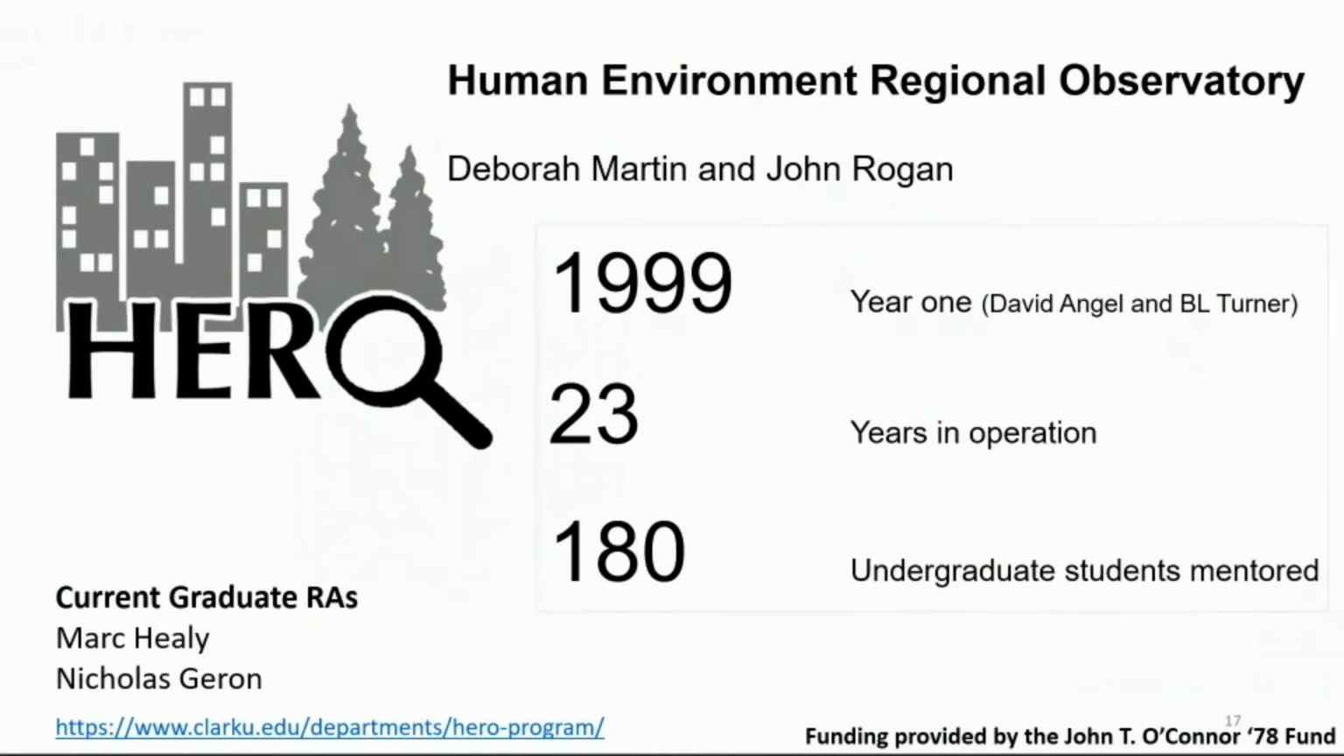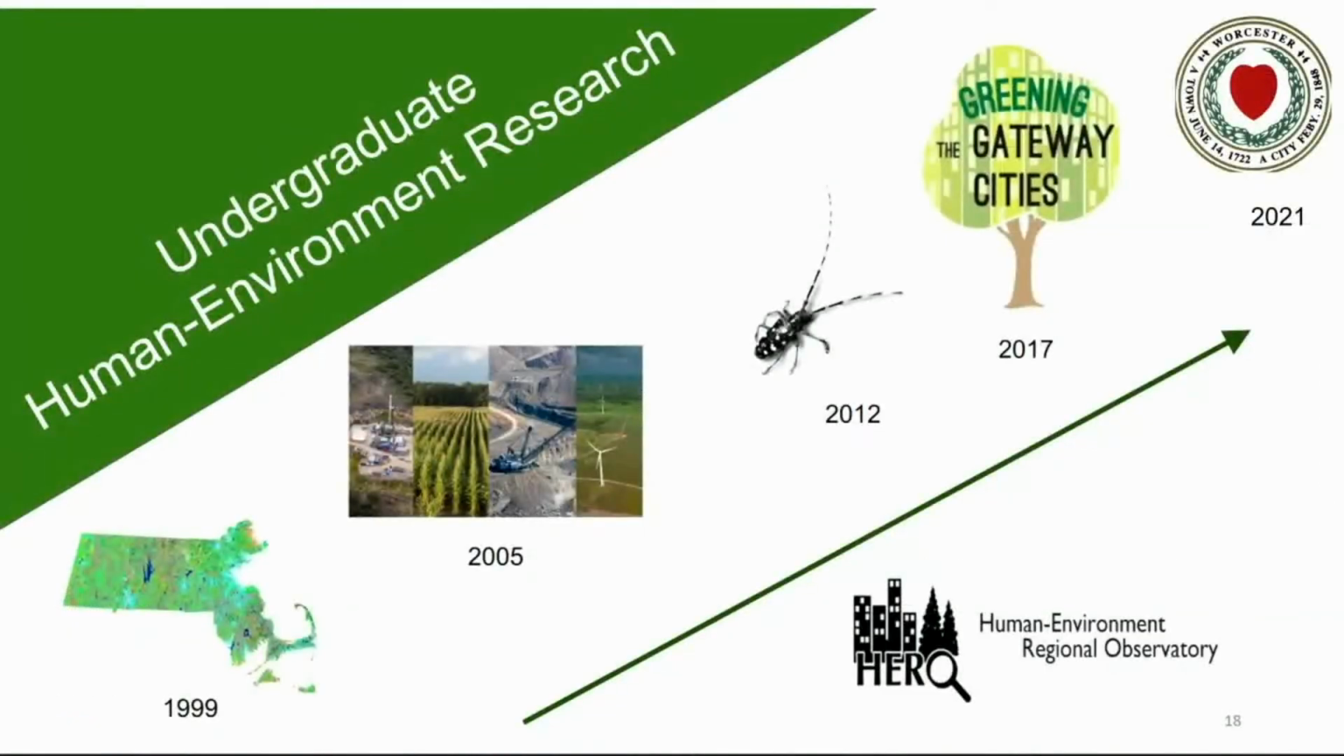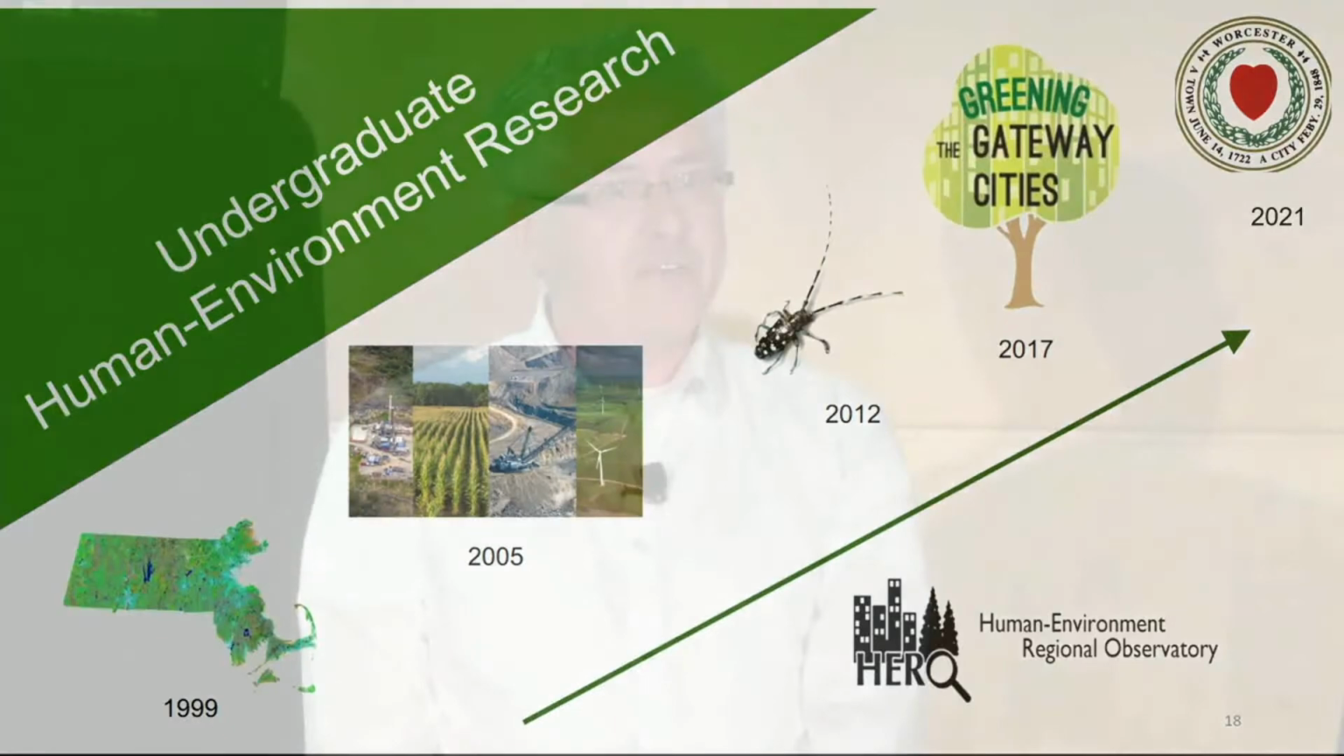And we've mentored approximately 180 undergraduate students in research who start in the summer and then work through the fall and spring. To give you a sense of what we've done over the years, we've worked on projects of social and political importance as they've arisen, and those have varied based on the interests of faculty and students.